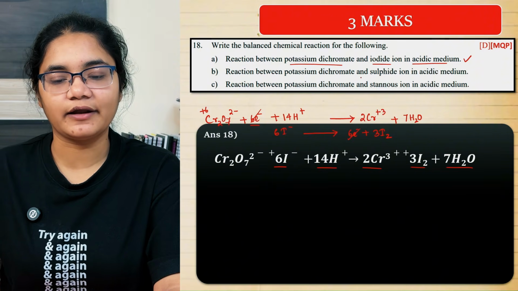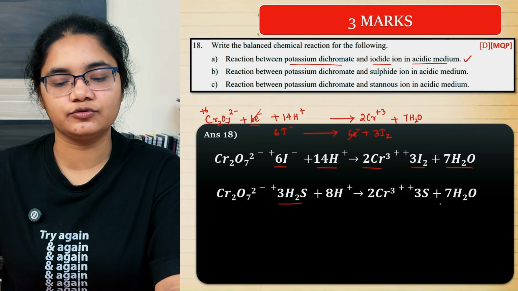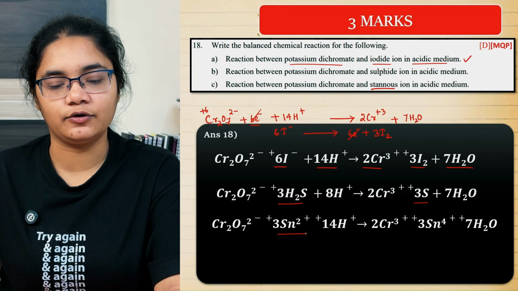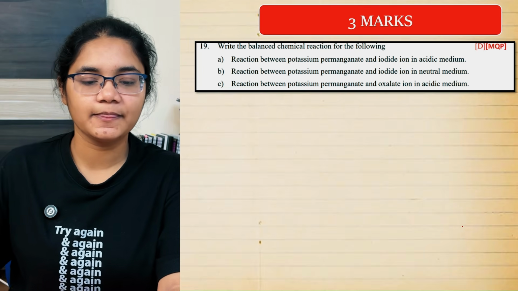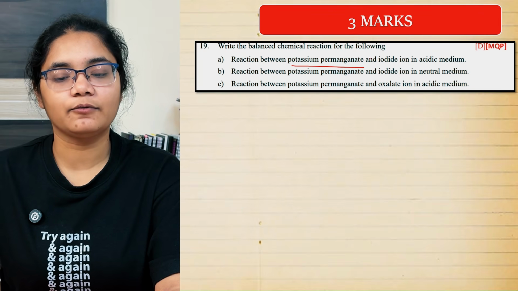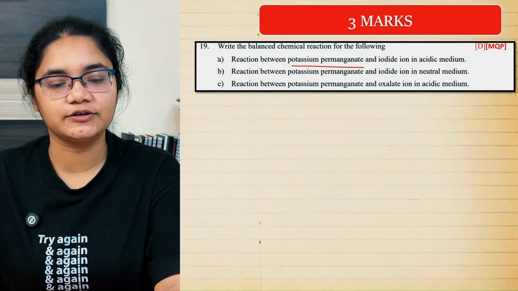Now similarly you can write for sulfide also. Sulfide H2S gets converted to S, and stannous Sn2+ gets converted to Sn4+. Next, write the reaction for potassium permanganate. This is an important question, parts A and B.